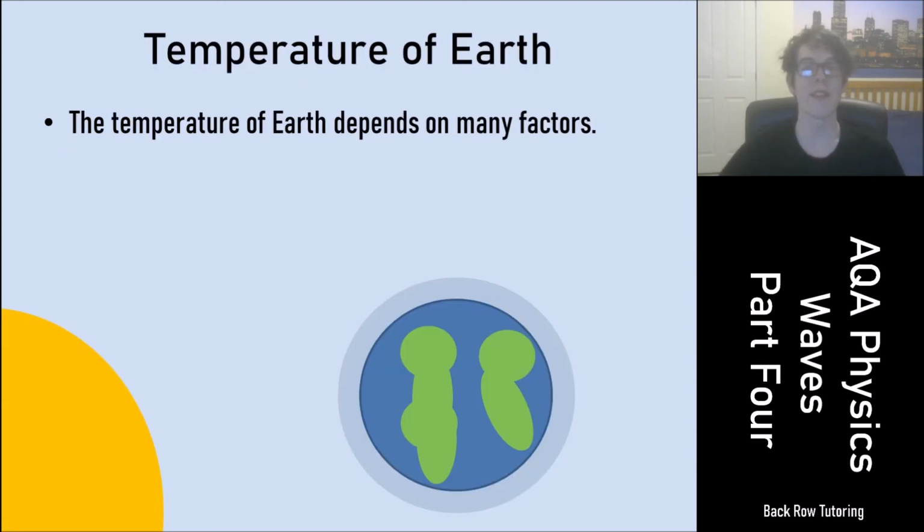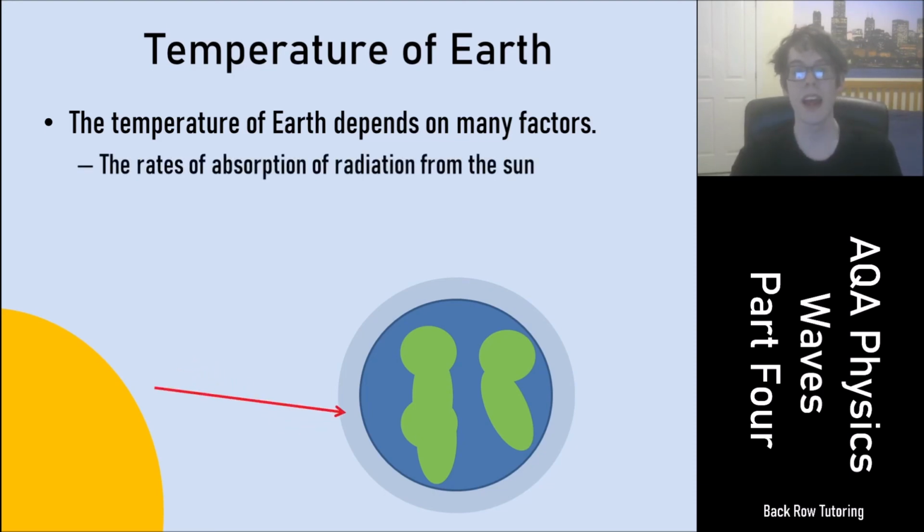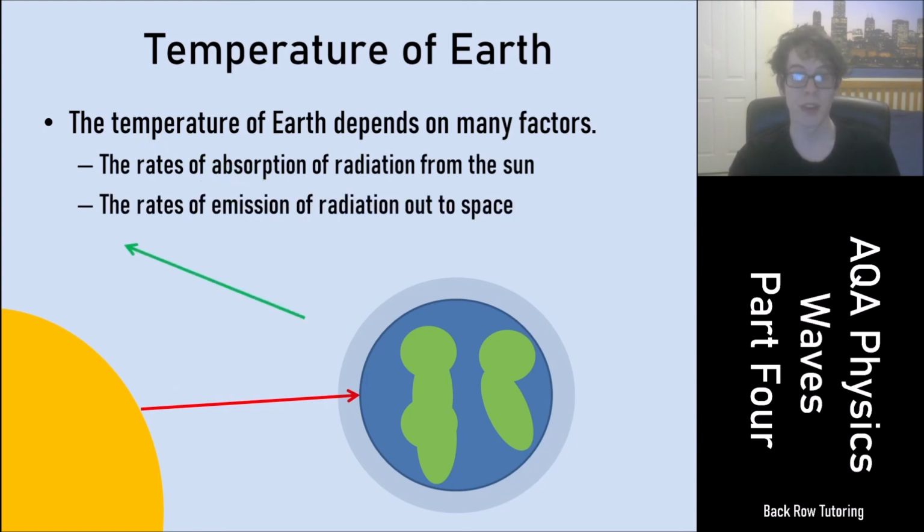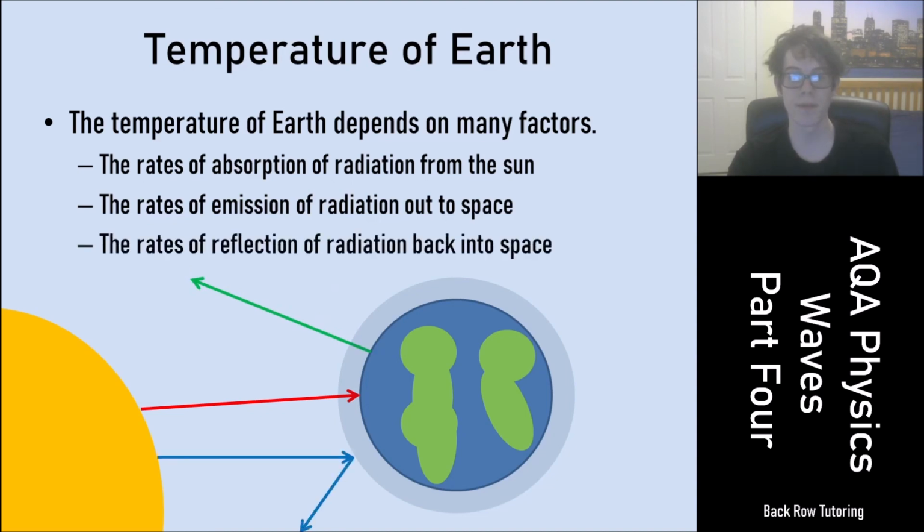Okay, next we're going to have a look at the temperature of Earth. The temperature of Earth depends on many factors: the rates of absorption of radiation from the sun, the rates of emission of radiation out to space, and the rates of reflection of radiation back into space.